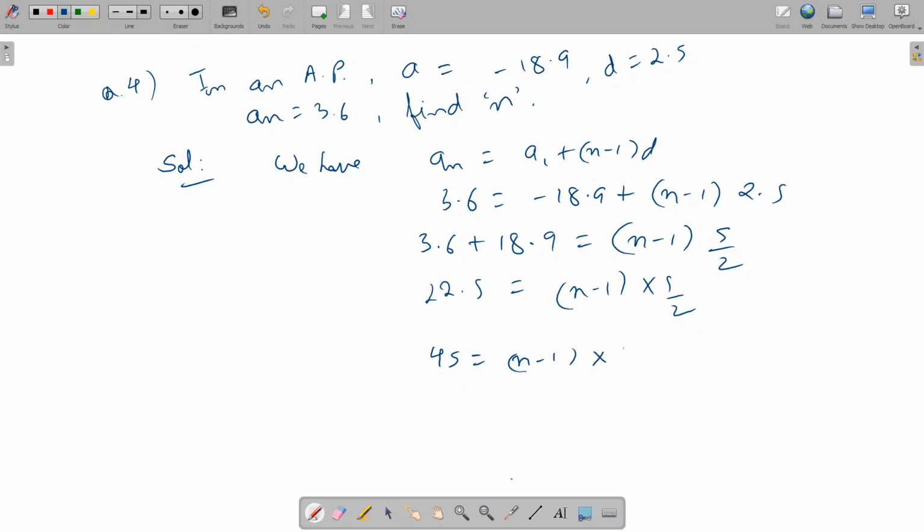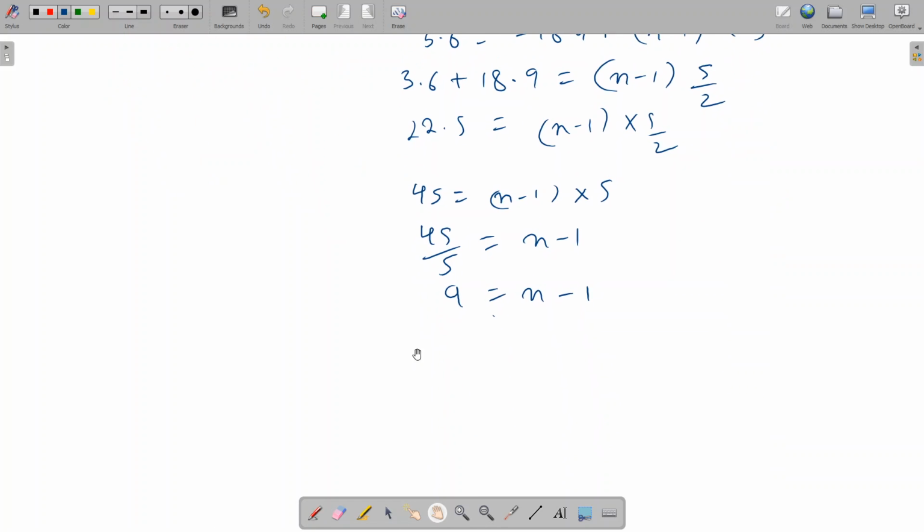into 5. Then this 5 will divide the other side, it will become 45 by 5 equal to n minus 1. 45 by 5 is 9. So 9 equal to n minus 1. And this implies n equal to 9 plus 1. That will be 10. So therefore, n equal to 10.